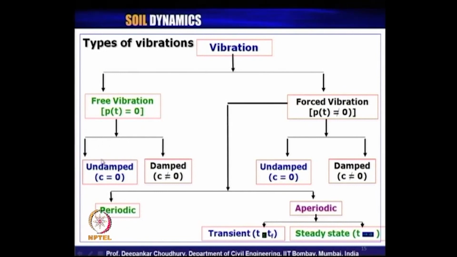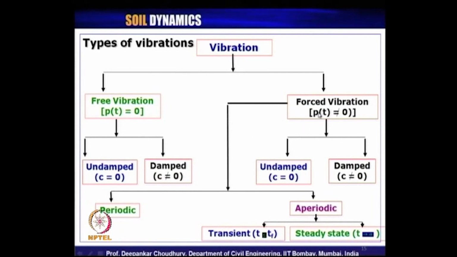One is called undamped free vibration, when C is equal to 0, that is, the damper is not present. In that case, it is called undamped free vibration. So, C will be equal to 0 as well as P of t will be equal to 0. And damped free vibration is where the damper is present, that is, C is not equal to 0, but there is no externally applied dynamic load. So, P of t is 0. So, that is called damped free vibration.